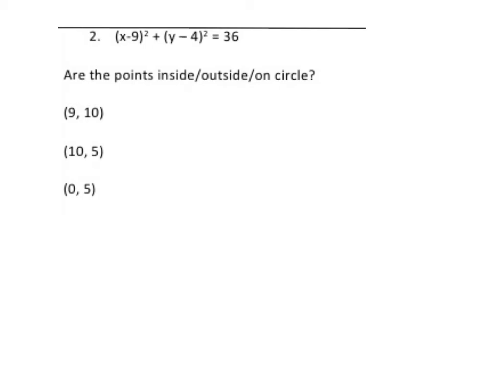This question gives us the equation of a circle, and we want to know if these 3 points are inside, outside, or on the circle. They're giving us these coordinates, and we can plug them into our equation for the x and the y values. When I plug in the first point, 9, 10, 9 minus 9 gives us a 0 squared, plus 10 minus 4 is a 6 squared. When I add that together, we get 36 as our answer. Well, that is what the radius squared is in the equation. That means this point lies on the edge of the circle.